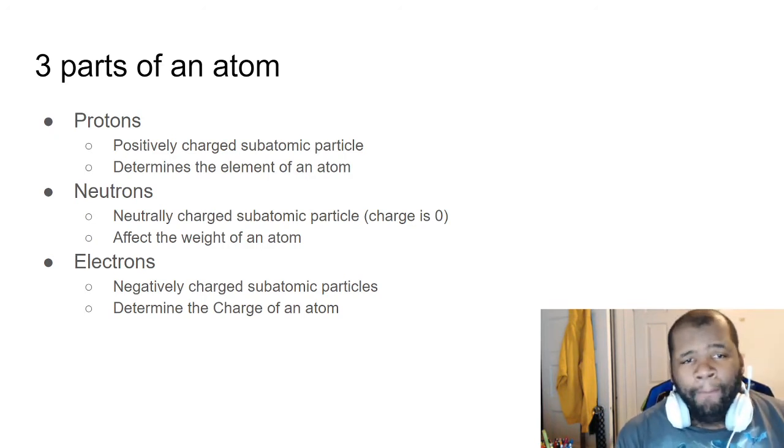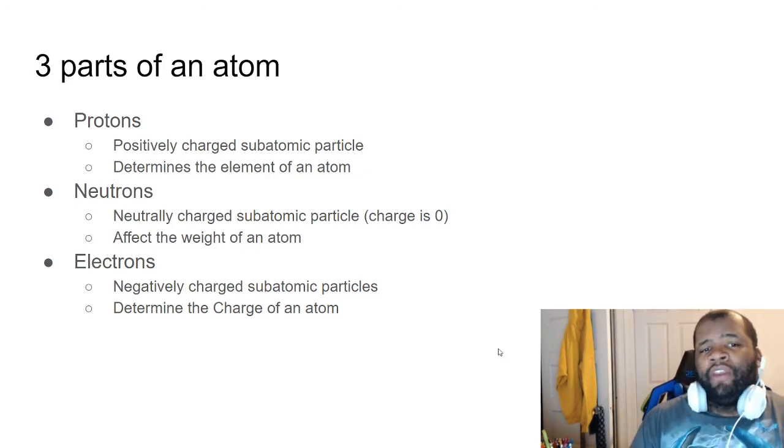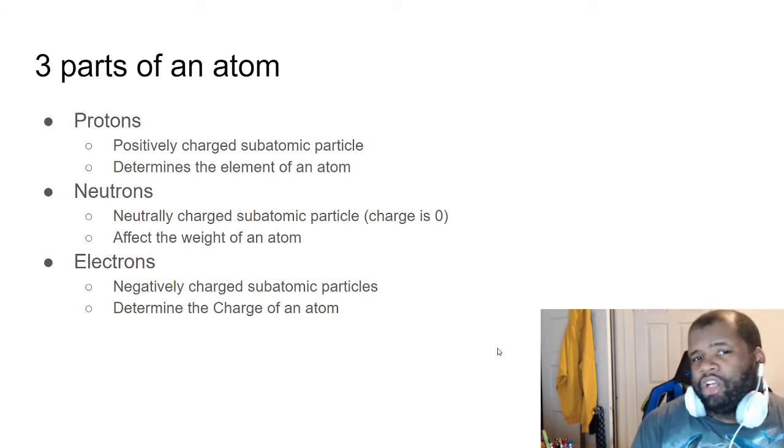Protons, they are positively charged particles. We call them subatomic particles because they are smaller than atoms. So, atoms are atomic. Things smaller than atoms are subatomic. Protons are a positively charged subatomic particle, and they determine the element of our atom. We're going to go more into this next time, but I want to at least introduce the idea to you. But without going into too much detail, the number of protons directly affects the type of element our atoms are.